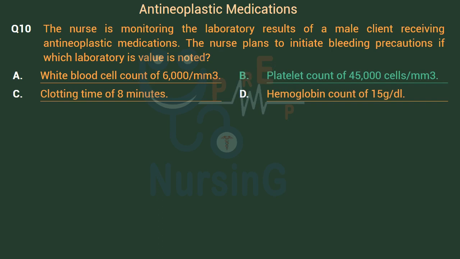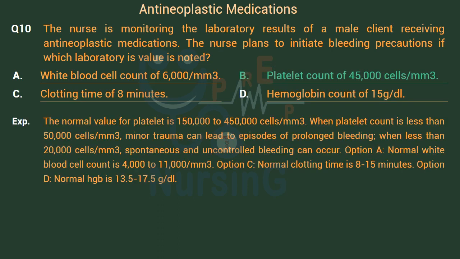Platelet count of 45,000 cells/mm3. The normal value for platelet is 150,000 to 450,000 cells/mm3. When platelet count is less than 50,000 cells/mm3, minor trauma can lead to episodes of prolonged bleeding. When less than 20,000 cells/mm3, spontaneous and uncontrolled bleeding can occur.